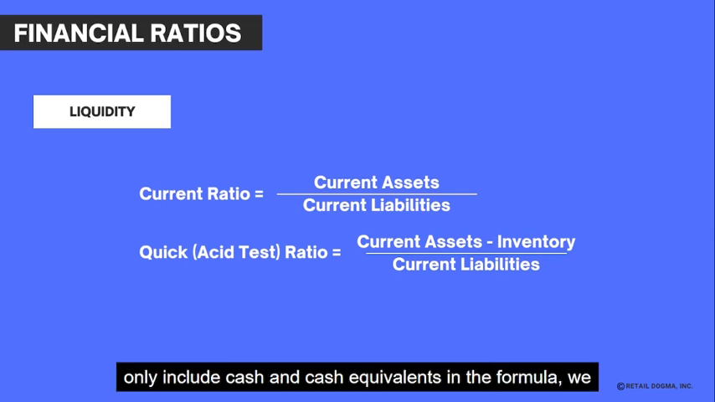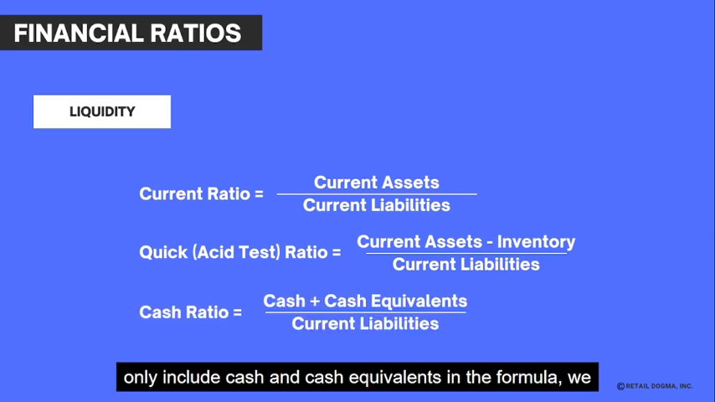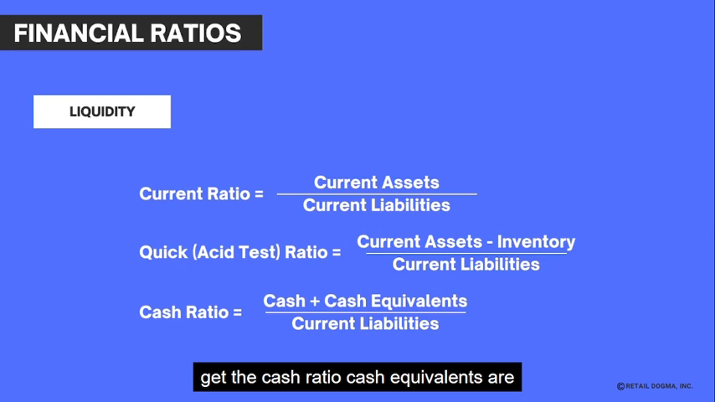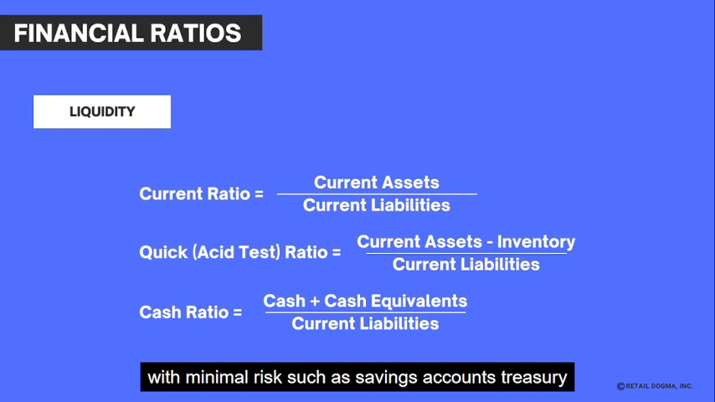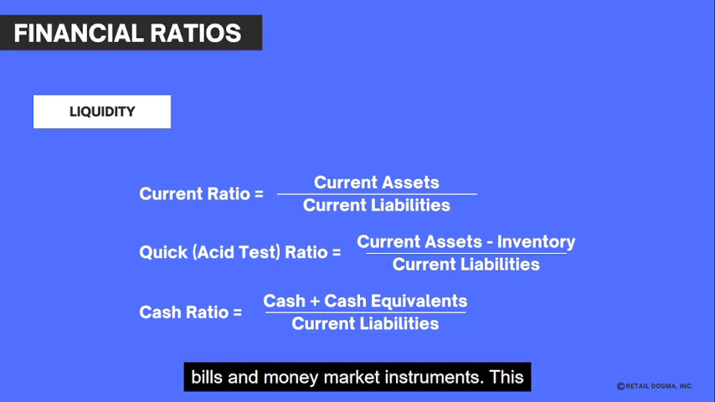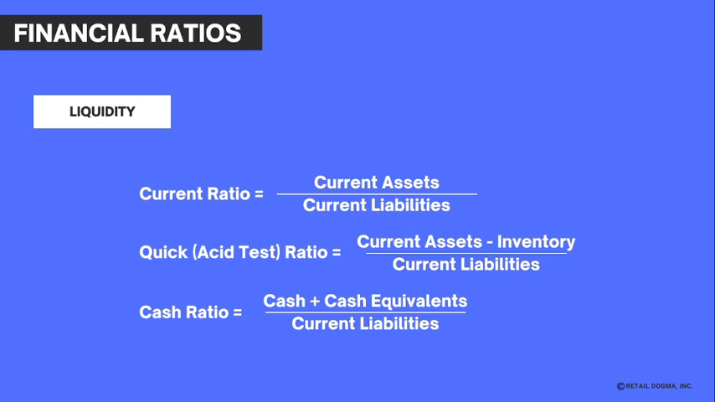If we only include cash and cash equivalents in the formula, we get the cash ratio. Cash equivalents are assets that can be converted quickly into cash with minimal risk, such as savings accounts, treasury bills, and money market instruments. This is considered to be a more strict ratio for measuring liquidity, as it only looks at cash and its equivalents.